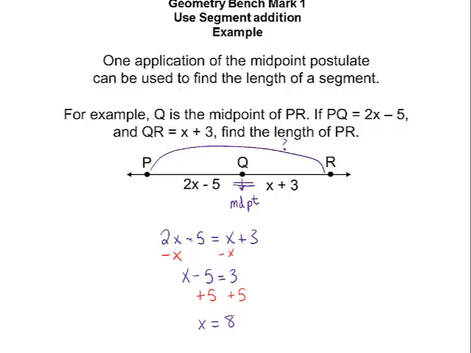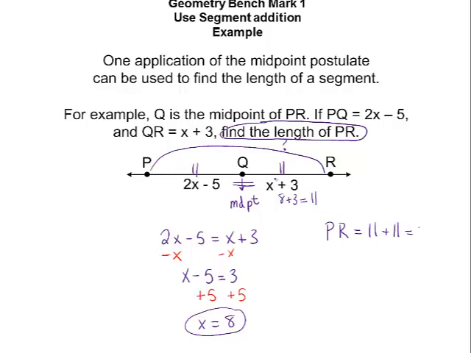Now a lot of people stop here. And this gets you half credit. We did find x, and that's correct. But we're supposed to be finding the length of PR. So we're not finished. So what I can do is I can plug in x to either side. I'm just going to plug it in right here. 8 plus 3 is 11. Well, if this length is 11, then this length is also 11, because they're equal. And that makes the whole thing 22.